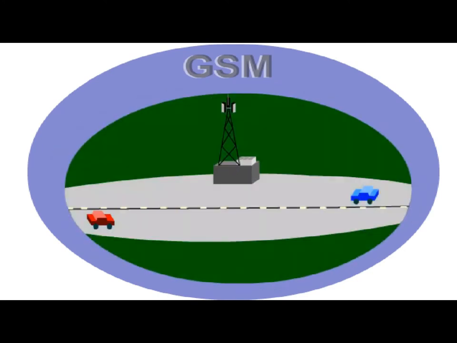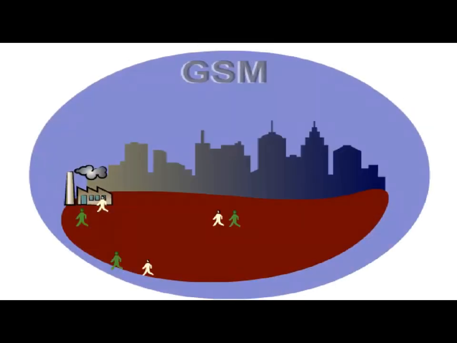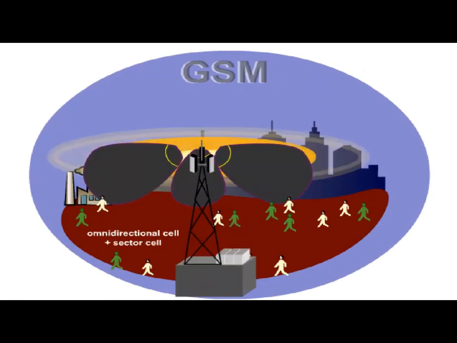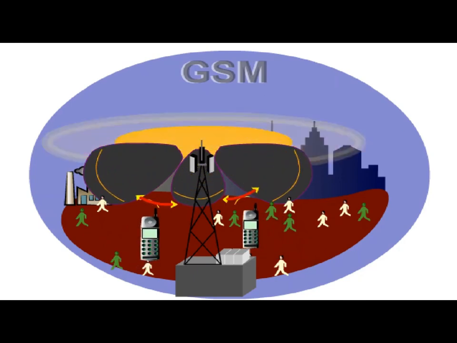On motorways, base transceiver stations are preferentially configured in 2 sectors. For example, the BTS transmits frequencies in 2 times 180 degrees. The cell is aligned along the course of the road to be covered. In densely populated cities, we often find a combination of omnidirectional cells and sector cells. This is because there can often be zones of missing coverage between sector cells.